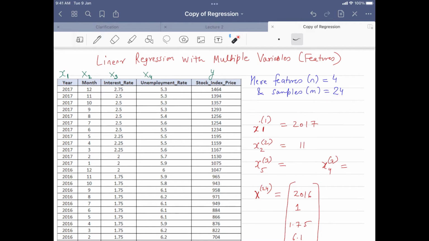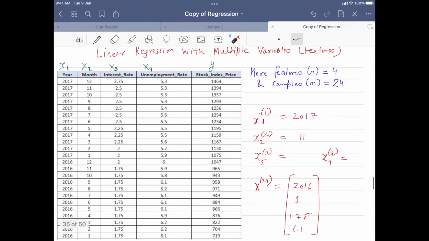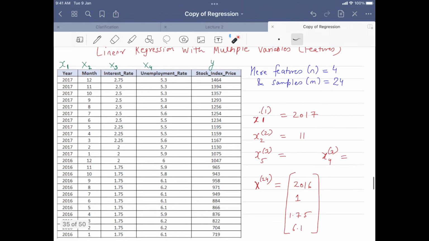And here you can see the total number of samples. If you count down in this Excel sheet, it is basically 24 samples. So if I want to pinpoint specifically, what is this sample? This sample is nothing but x1.